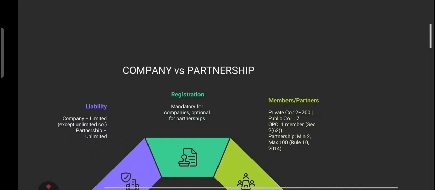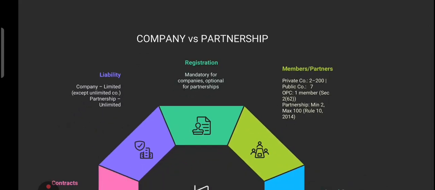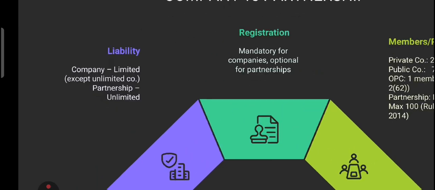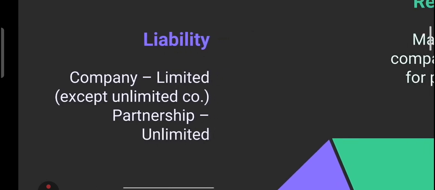So company versus partnership, let's break it down. Choosing between a company and partnership, here is how they differ in the key areas. First of all, let's start with the liability. In a company, members usually have limited liability, meaning their personal assets are safe. But in a partnership, liability is unlimited, meaning partners are personally responsible.